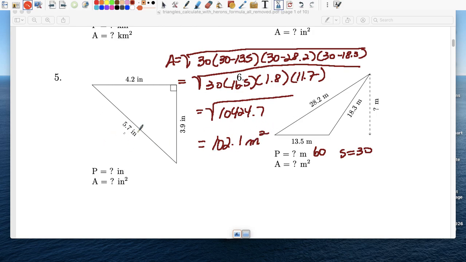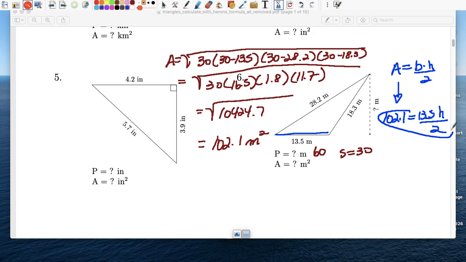Now that I have the area, I can use base times height divided by 2 to find the height, which they are asking for. Area is base times height divided by 2. Area, 102.1. Base, 13.5. Here's my base, by the way. And times the height, then divided by 2. Cross multiply. So if you cross multiply 102.1 times 2, enter. So we're going to cross multiply, or multiply both sides by 2, doesn't matter.